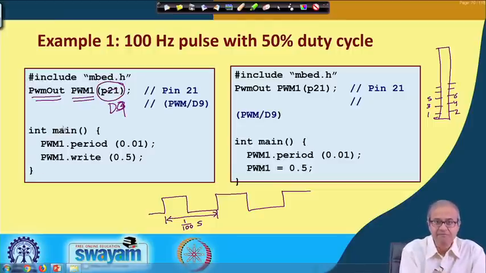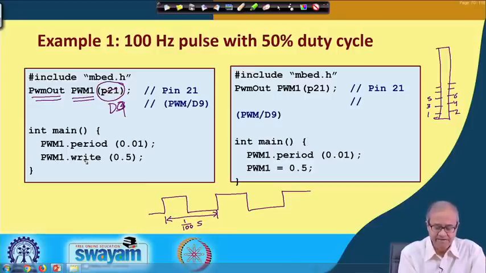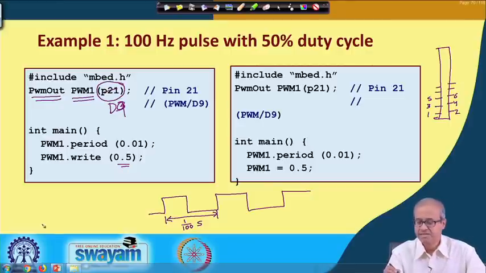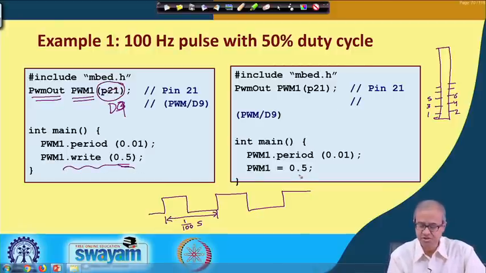And in the main function, this is a C code I am writing. So, I am calling the two functions period and write. PWM.period is 0.01, which means 100 hertz, 1 by 100 seconds, and in write I am specifying the duty cycle 0.5. The second code is the same one, where instead of calling write I am using the shortcut. If I write straight away PWM1 equal to 0.5, this means actually we are writing the duty cycle 0.5. This is just a shortcut.